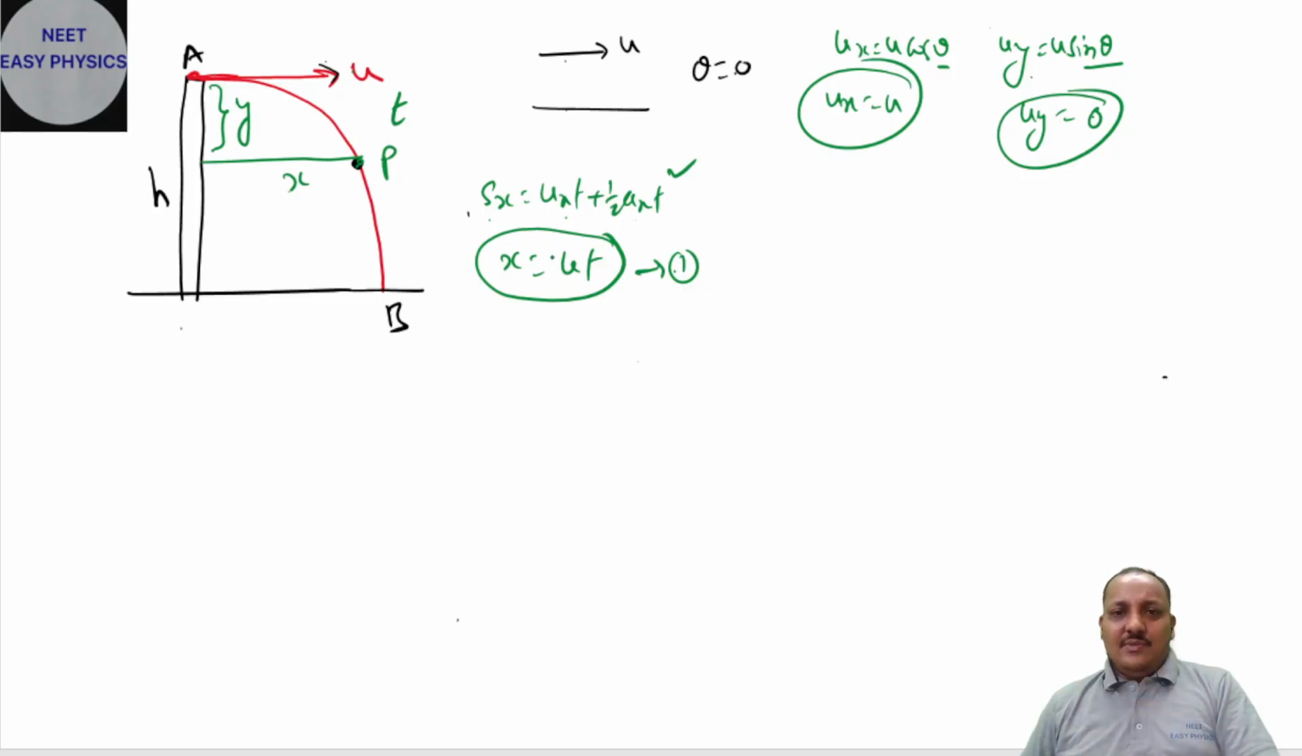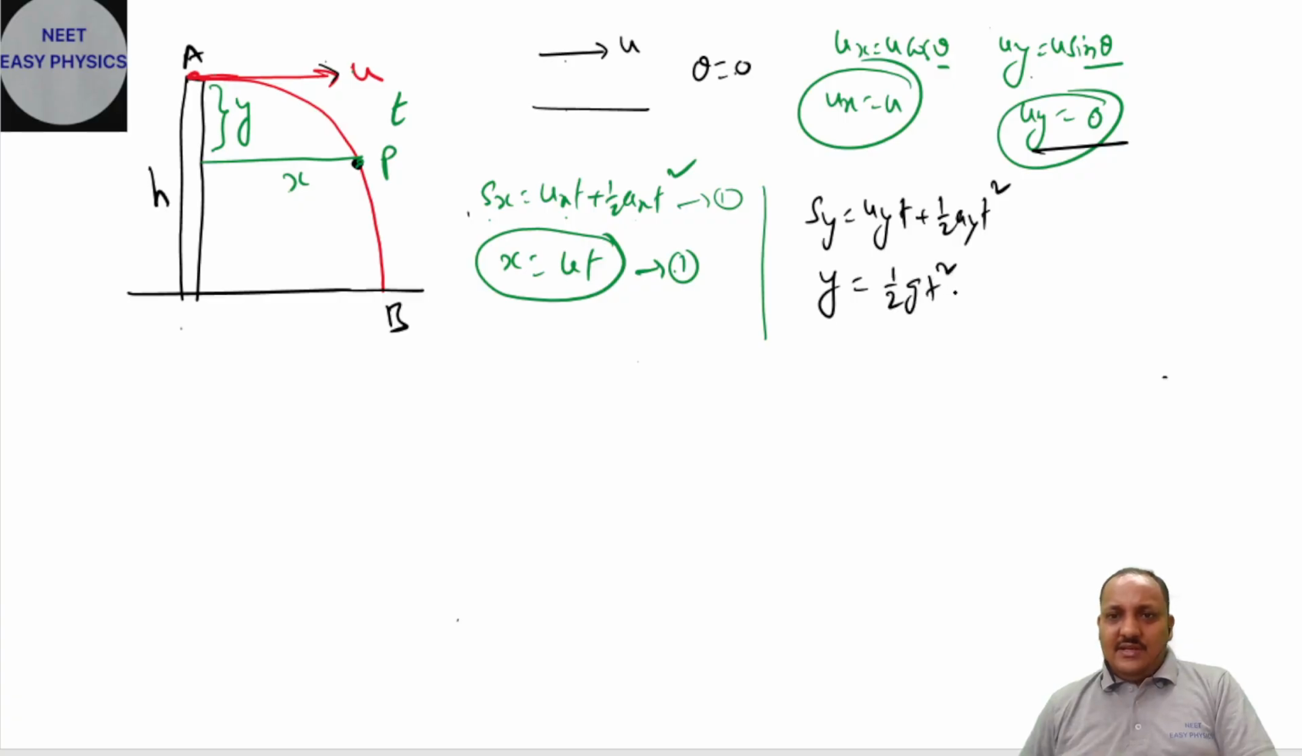Previously, I told you there are two equations you have to remember in projectile motion. In that, this is equation number 1, u cos theta. And what is equation number 2? Sy is equal to uyt plus half ayt square. Now, what is uy here? 0. So vertical distance y is equal to half g t square. Call it equation number 2.